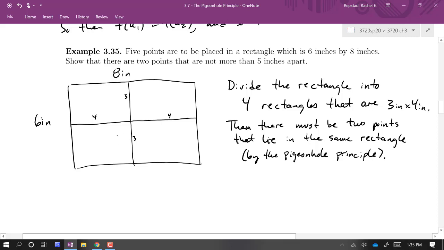Now, if you take a look at one of these rectangles, right? Without loss of generality, let's suppose that the rectangle that has 2 points is this one in the lower right. The furthest 2 points could be and still be in this rectangle are at opposite ends of this diagonal. And this diagonal is the hypotenuse of a 3 by 4 triangle, and that's 5 units. So the 2 points that lie in the same rectangle cannot be more than 5 units apart.